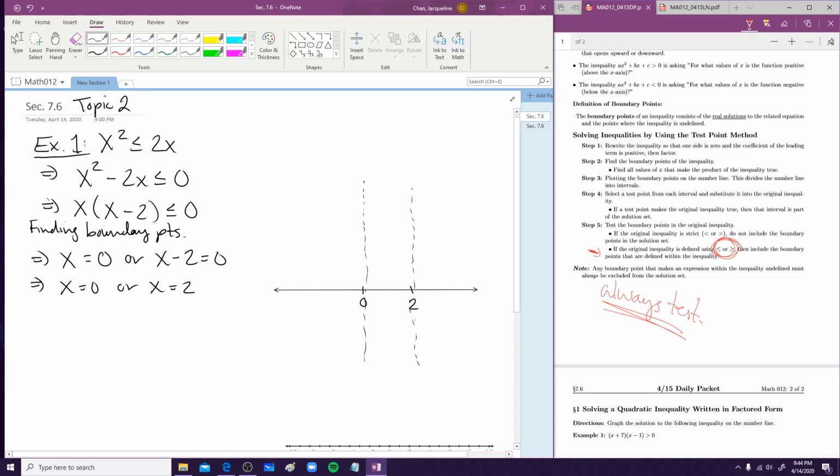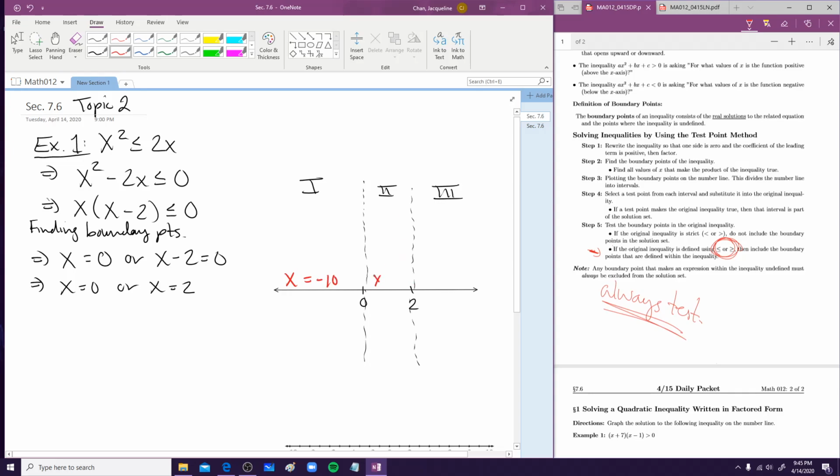Pretend that horizontal line is straight. So now what are we going to do? This is interval 1, interval 2, and interval 3. Now we're going to pick test points. Over here, what is a number less than 0? We have the option from negative infinity to 0. Let's pick x is equal to, I don't know, -10.